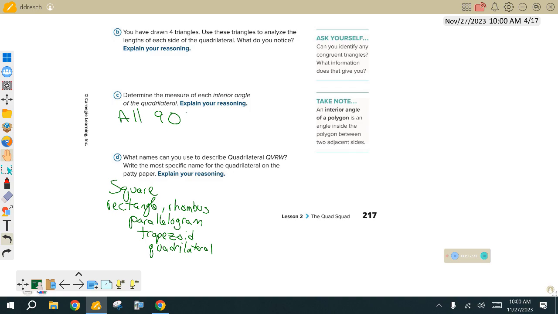What type of triangles did we have? Congruent by side angle side. We marked up that side angle side, and that side angle side gave us four of those, all congruent to one another. That gave us the sides of the quadrilateral.